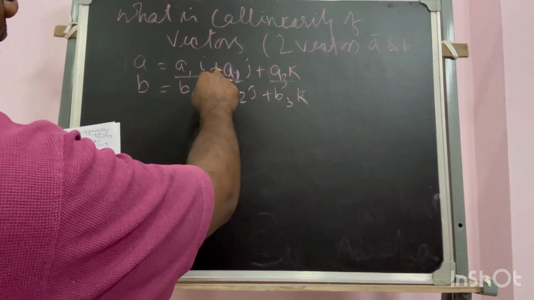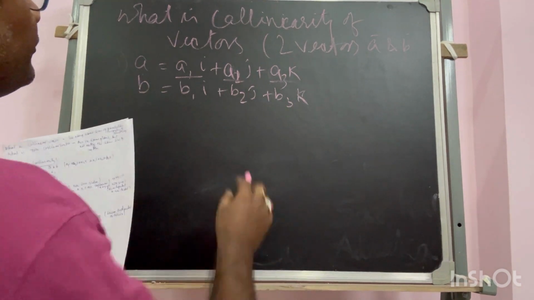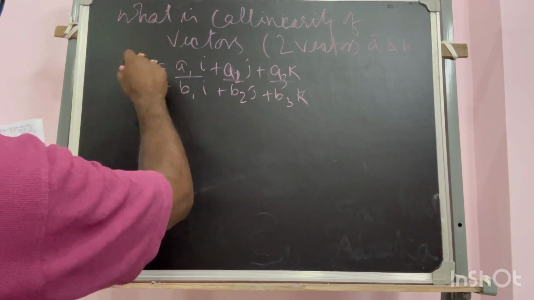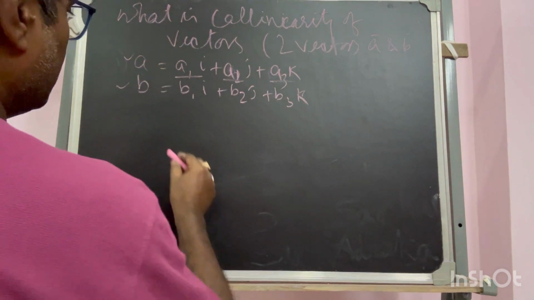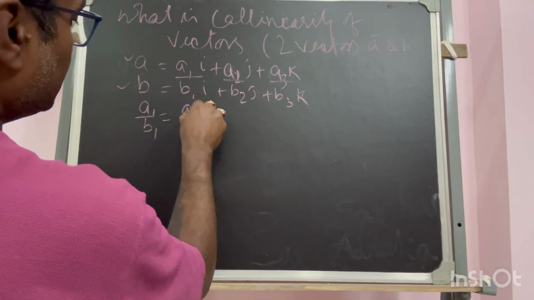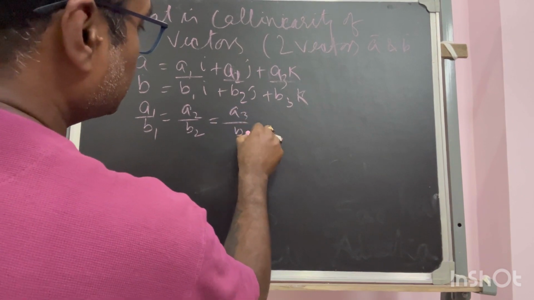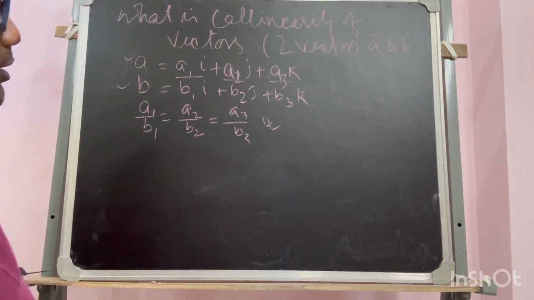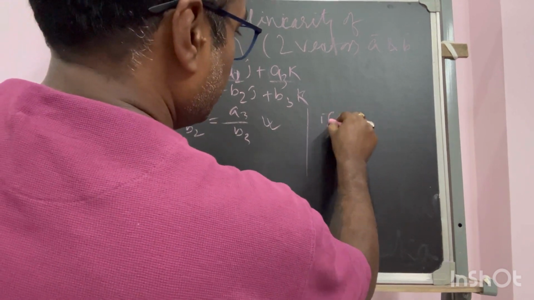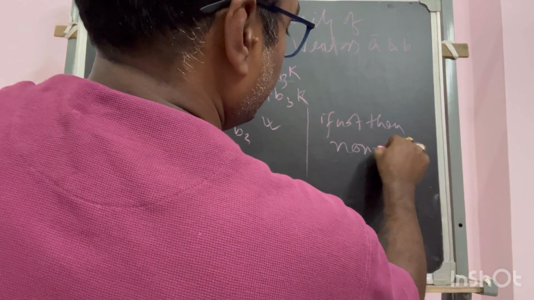vectors as A1 i, A2 j and A3 k. If those vectors are to be collinear, I'm talking about A and B, these two vectors have to be collinear. The first condition is that the ratio of their coefficients are to be equal. So this is for the collinearity. And if it is not, then non-collinear, the opposite of that.